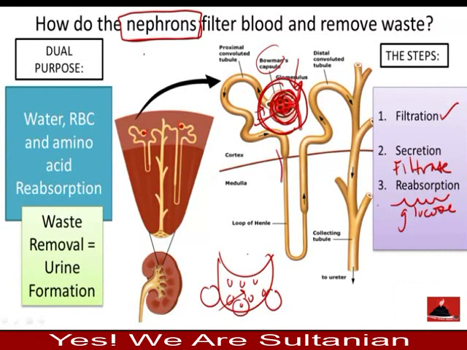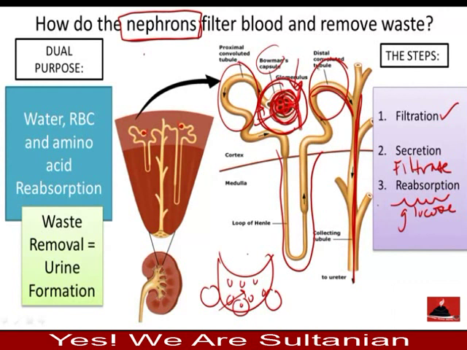Where does this happen? This long loop of Henle, the distal convoluted tubules, and in the collecting tubules. This is where water and glucose are mainly reabsorbed, mostly water. So most of the secretion and reabsorption that takes place happen in the proximal and the distal convoluted tubules.